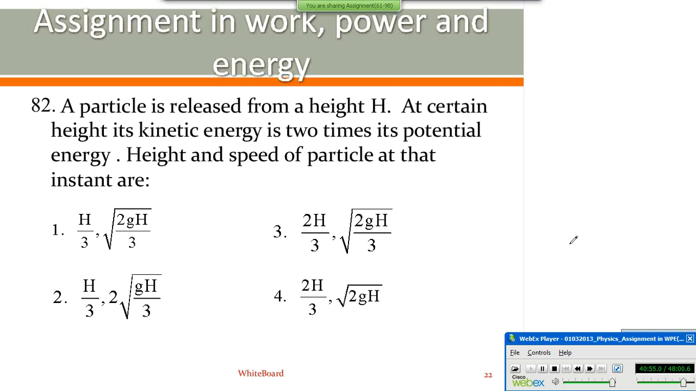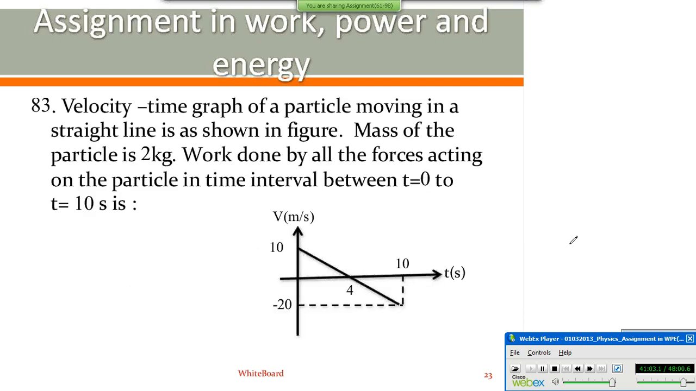So for question number 82, the second option is the answer. Then next, see question number 83 here.